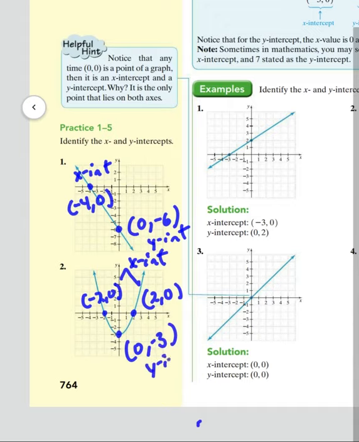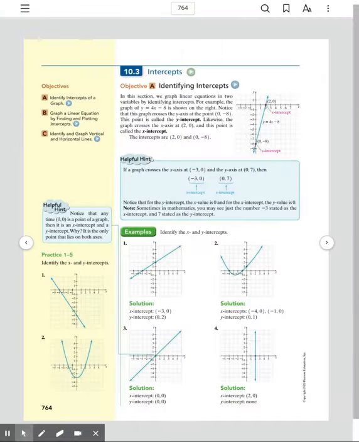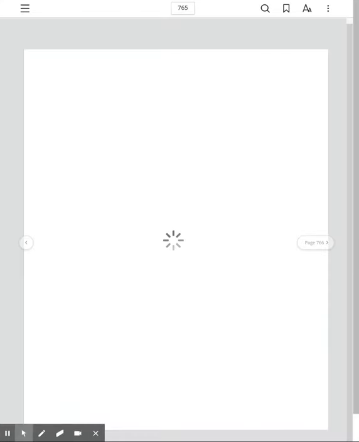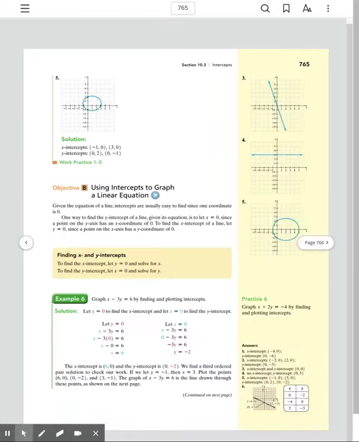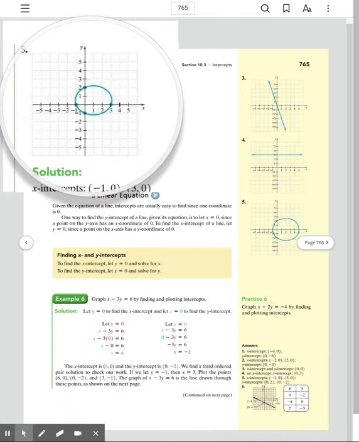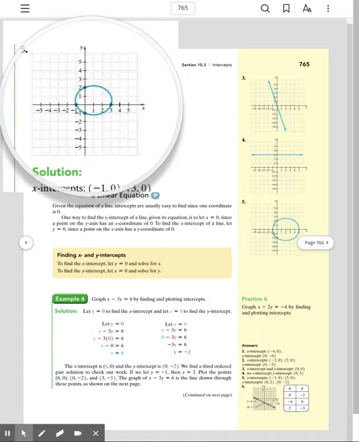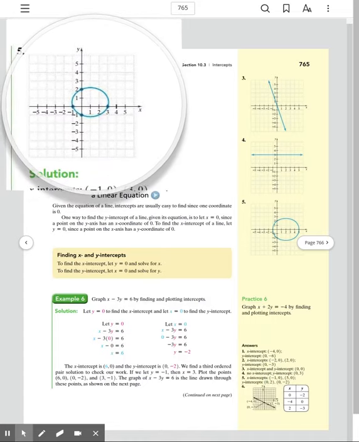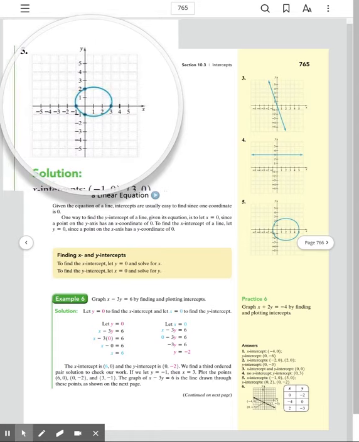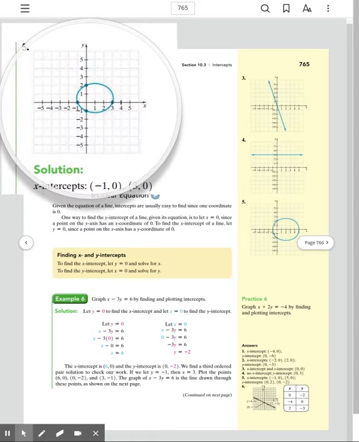And that would be our y-intercept. All right, so let's go ahead and jump over to the next example, example 5. So if we look here, this one is this elliptical idea. It's like a circle, but an ellipse. An ellipse is essentially an oval, but we call it an ellipse in math.